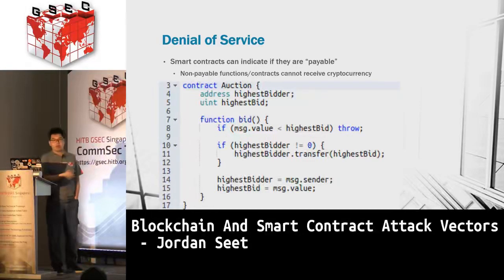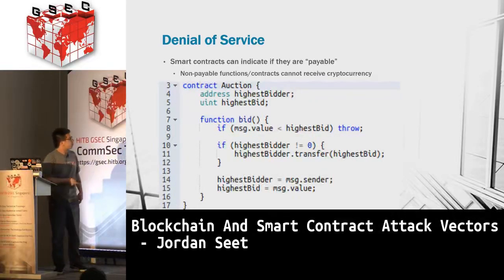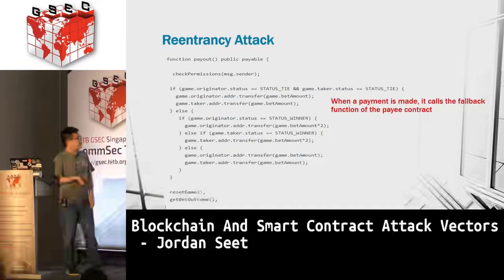If the code is coded badly like this, without proper withdrawal patterns, then auctions can fail, because I just need to bid one time and then make sure that my contract cannot receive any money. And then I win the auction automatically. So there's this thing called the re-entrancy attack. A re-entrancy attack can be thought of as a recursive call.